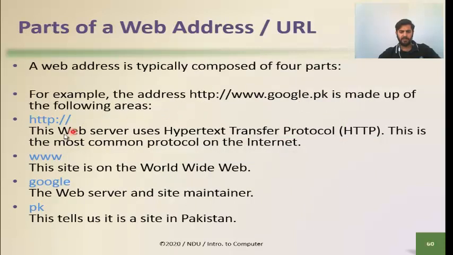This is the same idea I discussed earlier. HTTP is the hypertext transfer protocol, www is a site, and Google is a web server or site maintainer. www is a site on the World Wide Web. It's electronic pages, and Google is creating the electronic pages on the www, and pk is representing the geographical location of the server. Basically this idea is very good when we want to identify the location of a hosted server.